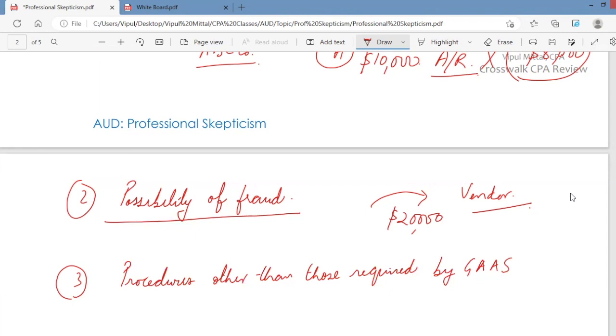So you perform procedures that are required by GAS, but are not able to generate sufficient appropriate audit evidence. Because now you do not have sufficient appropriate audit evidence, you should perform more procedures. This is professional skepticism. Although those additional procedures are not specified in GAS, you still perform those procedures.